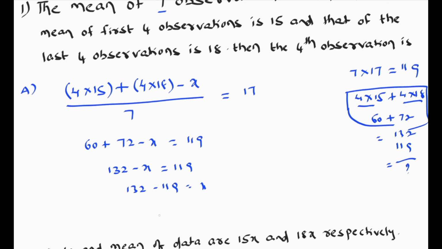Therefore, what is the answer? x is equal to 132 minus 119. Okay. So answer will be 13.